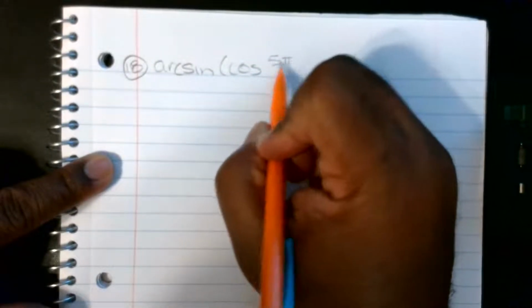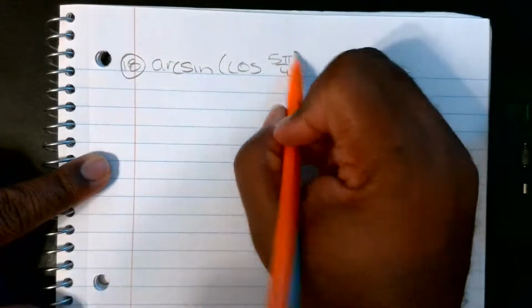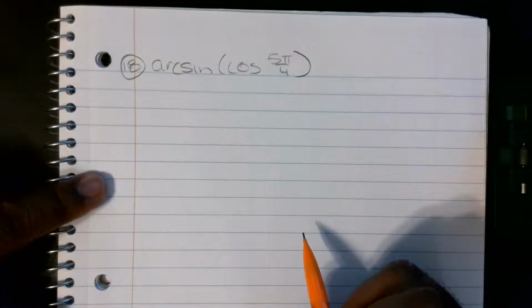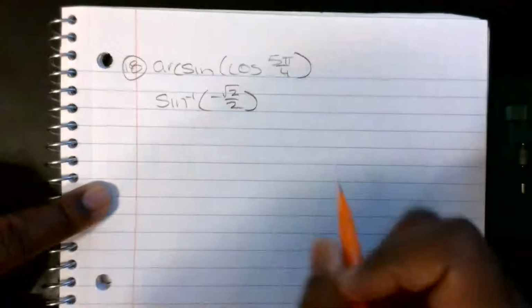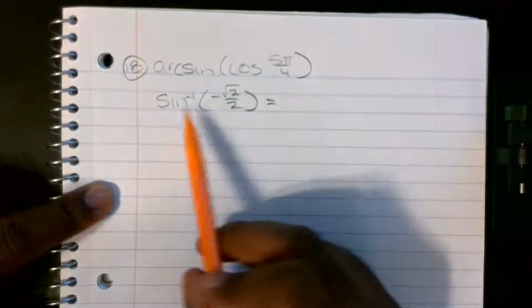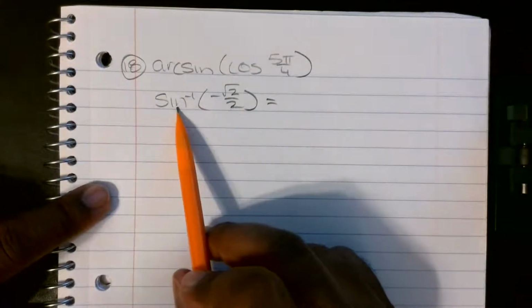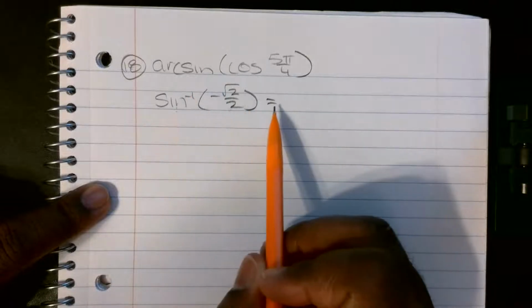All right. So they want to know the exact value of arc sine of cosine of 5 pi over 4. To do this, we know that arc sine is the same thing as sine inverse. Cosine of 5 pi over 4 is negative root 2 over 2. What is the arc sine of negative root 2 over 2? Or in other words, the sine of what angle?